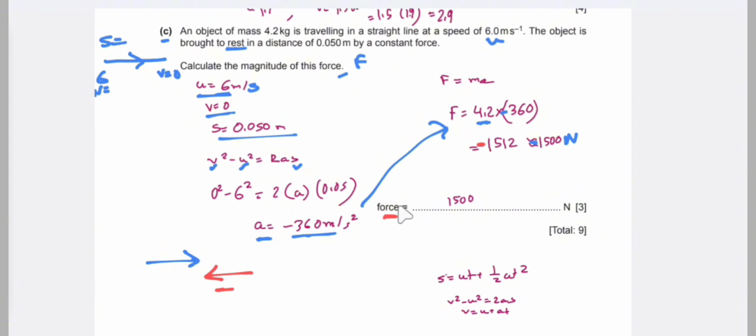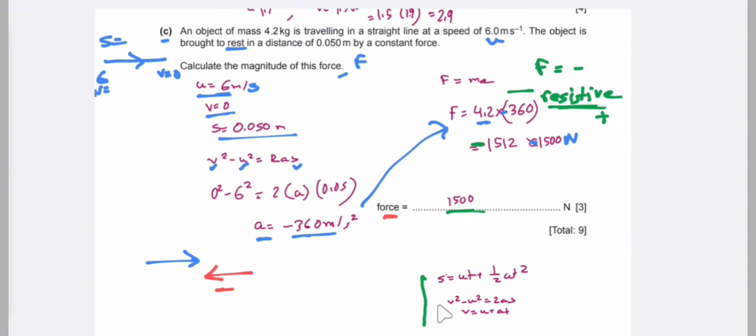So the force is negative, but since it is a resistive force, we do not need to mention a negative sign. Whether it is positive or negative, we know that the resistive force itself acts against the motion, so we don't need to mention a negative sign. So the answer is 1500 Newton.